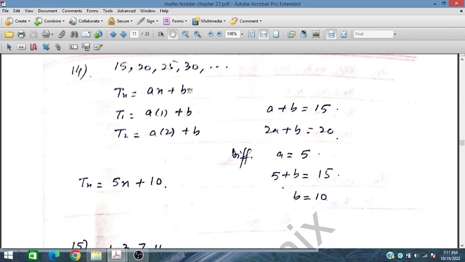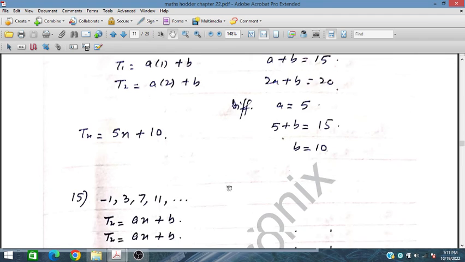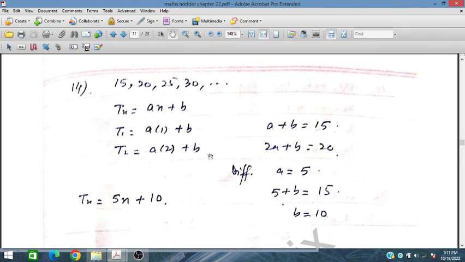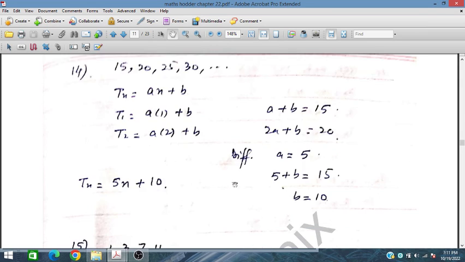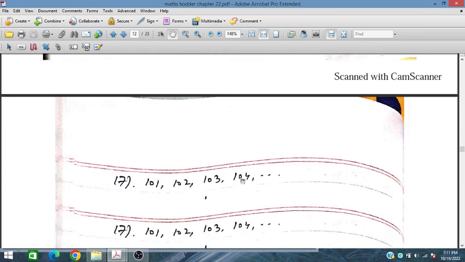So in place of b we will place 10, and in place of a we will place 5. So 5n plus 10. We can prove that this is correct. For n is equal to 1, this is 5 plus 10, 15. For n is equal to 2, this is 10 plus 10, 20. For 3, 15 plus 10, 25. For 4, 20 plus 10, 30. So we have shown that this is correct.